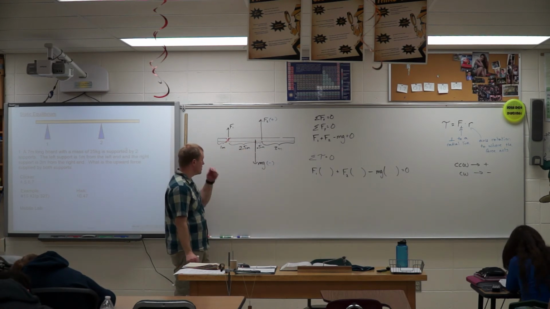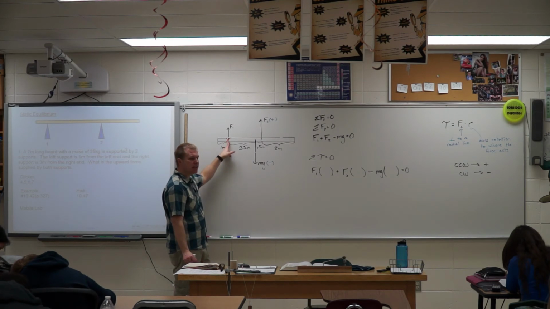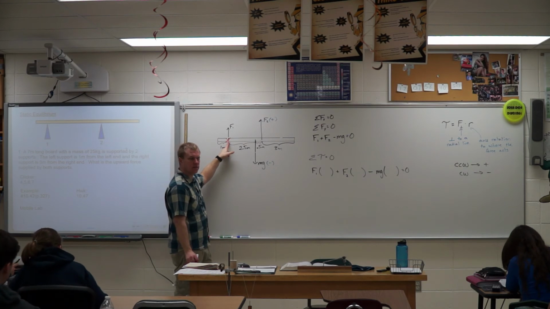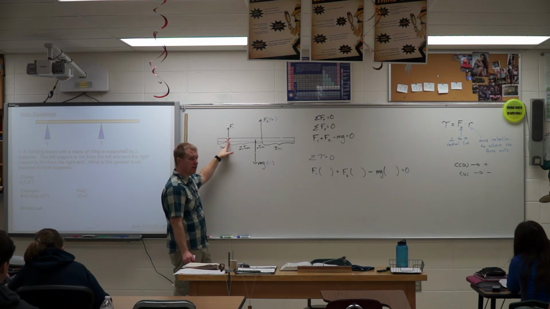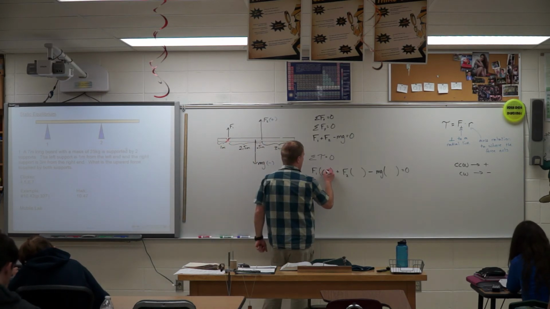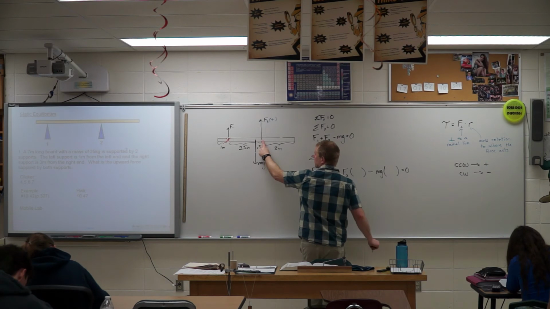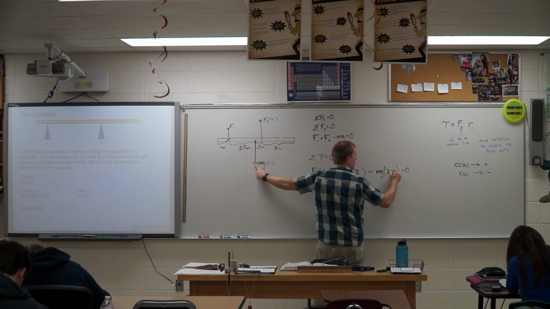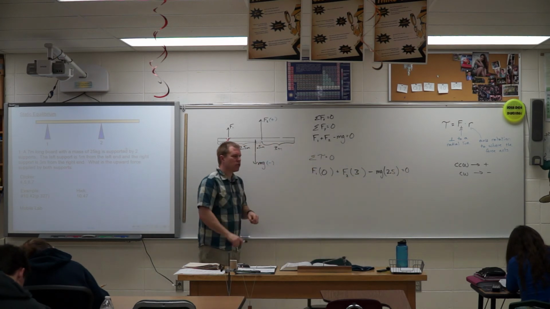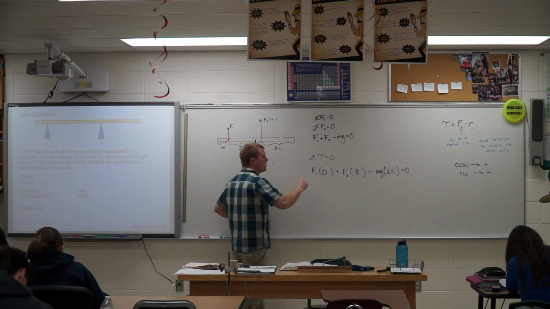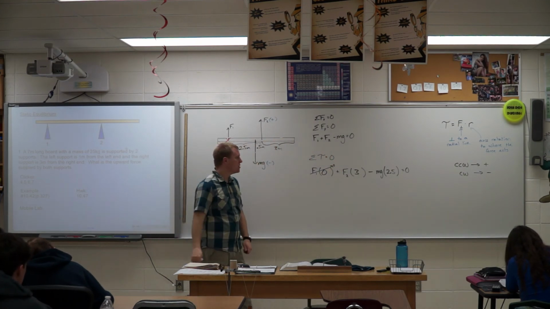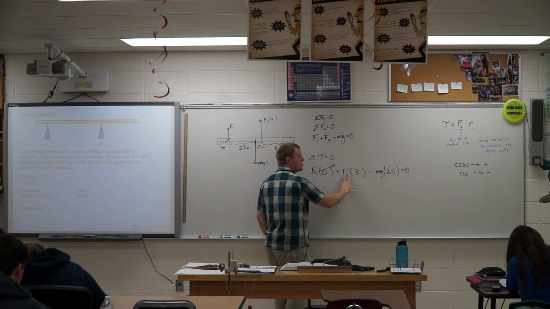So for instance, if the x marks the axis of rotation, how far is F1 from the x? From this point right here, how far is it away? 0. How far is F2 away? 3. How far is mg away? 2.5. Now if I choose my axis of rotation at one of my unknowns, what happens to the unknown in my equation? It goes away. And so now I have an equation with just F2.